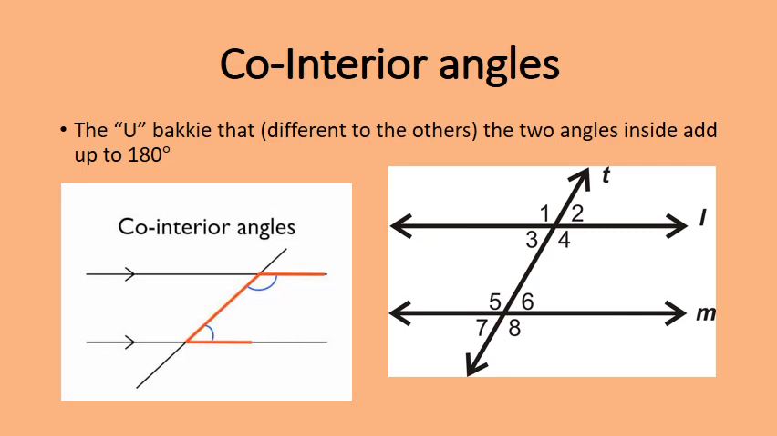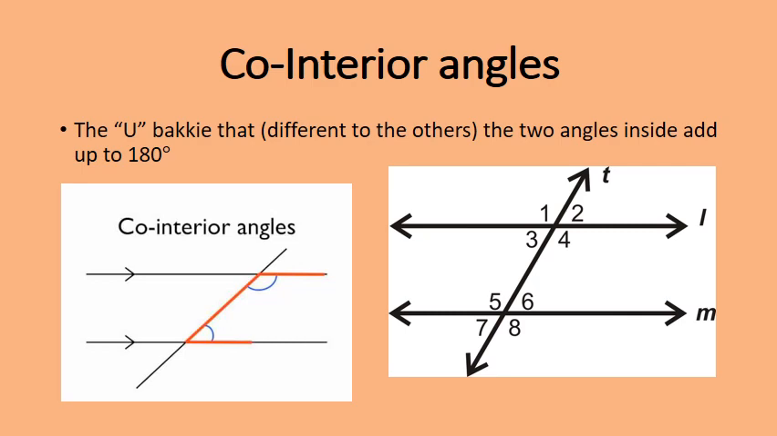Co-interior angles. Now this one is different to the other two angles in that the two angles do not equal each other, but the two angles added together will give you 180 degrees. So I always say the little bowl. If you take your hands together and you form a little bowl, those two angles on the inside, if they're added together, they will give you 180 degrees.